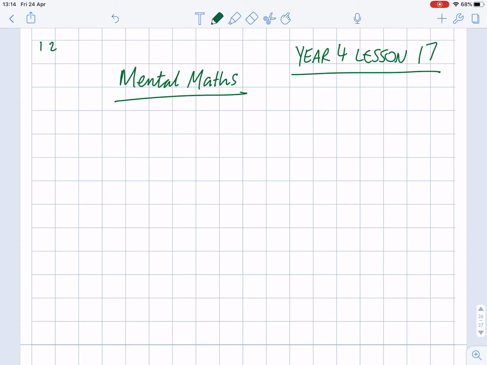Question 3, simplify the fraction 12 over 24. Question 4 is simplify the fraction 4 over 12.